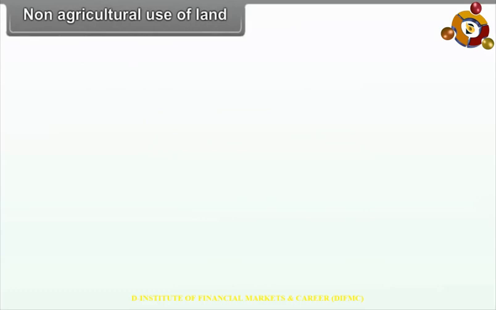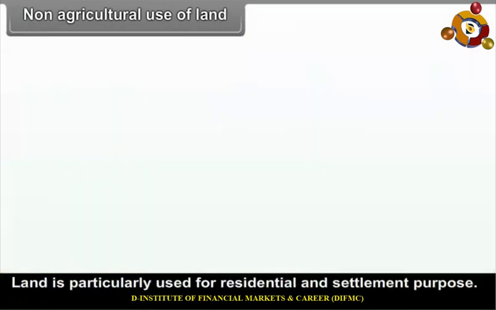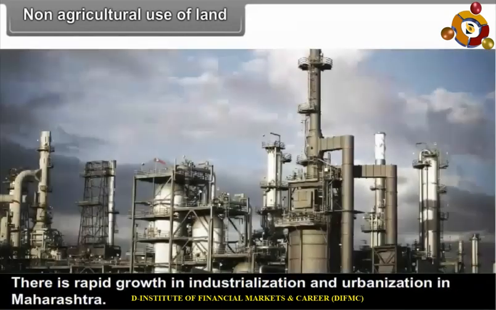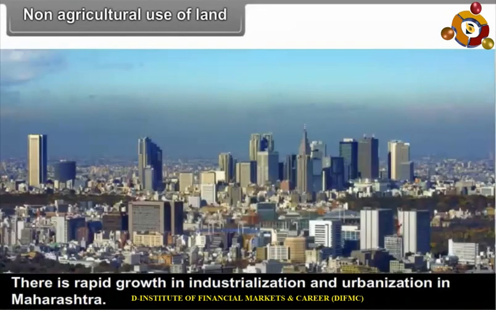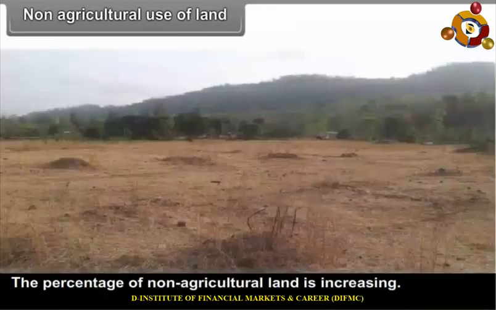Non-agricultural use of land. The land which is not used for agriculture is known as non-agricultural use of land. Land is particularly used for residential and settlement purposes. There is a rapid growth in industrialization and urbanization in Maharashtra. The percentage of non-agricultural land is increasing.